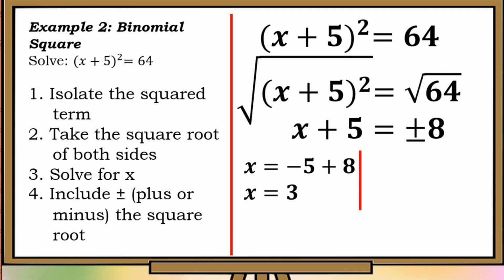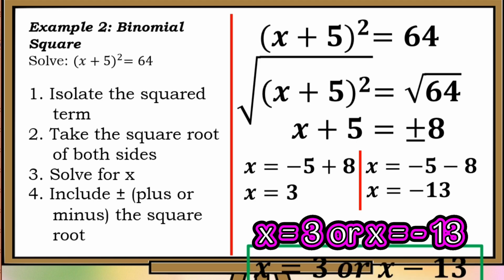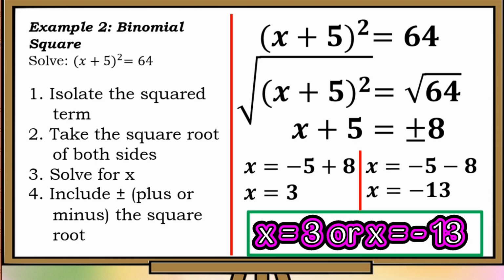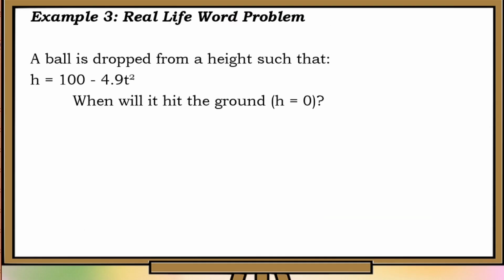The first one is x equals negative 5 plus 8, because from the previous equation we have x plus 5 equals positive or negative 8. So, transpose 5 to the other side, so we have negative 5. Then, the other equation is x equals negative 5 minus 8. So, therefore, we have x equals negative 13. For your final answer, we have x equals 3 or x equals negative 13.